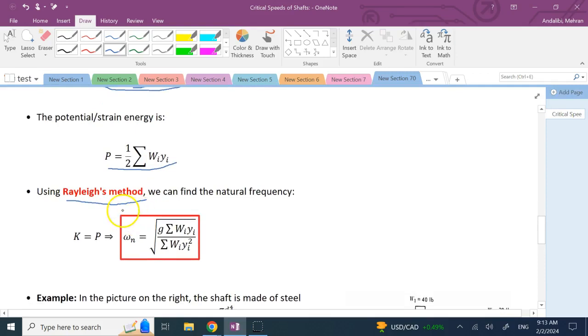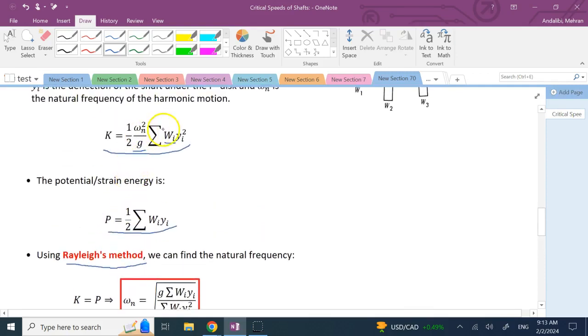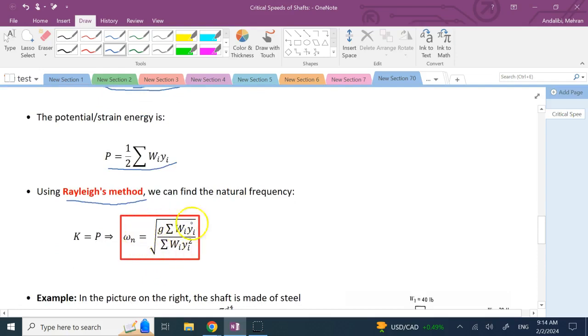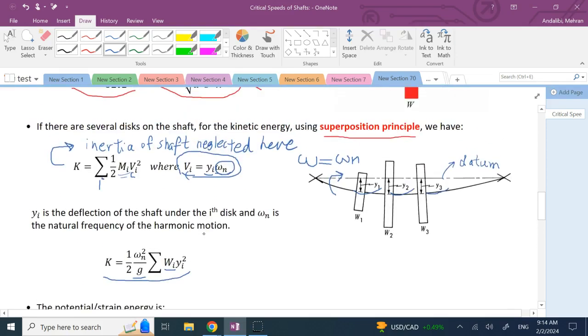So now, if you use Rayleigh's method, and as I said, I have to create a video on this Rayleigh's method, and I'm going to do that for you. If you set the potential energy equal to kinetic energy, because you assume that there is no waste of mechanical energy, there is no non-conservative force, then you can find a formula for omega n under this scenario: square root of g times summation over i of wi yi divided by summation of wi yi squared. This is going to be the omega n for this scenario where you have all of these disks and all of their y's.